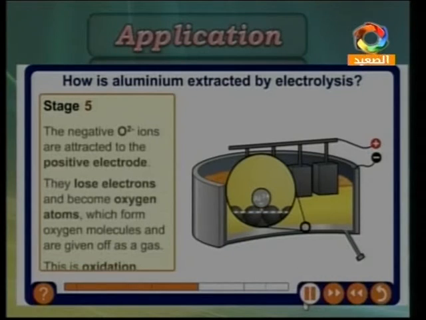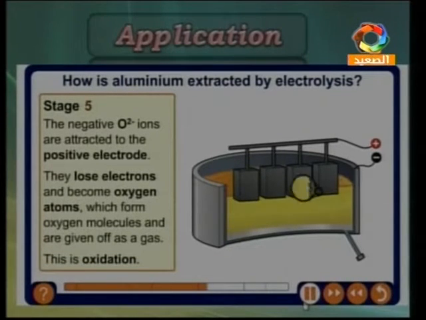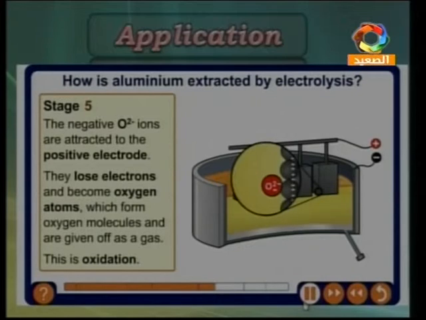After that, we have the negative O2- ions of oxygen that are attracted to the positive electrode. They lose electrons and become oxygen. The ions of oxygen are collected at the positive electrode in this tank, losing electrons, and they change into atoms of oxygen to form O2 in each one of them.